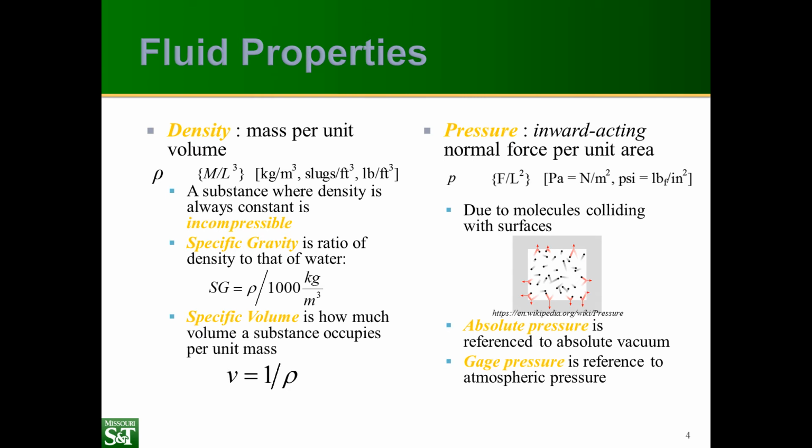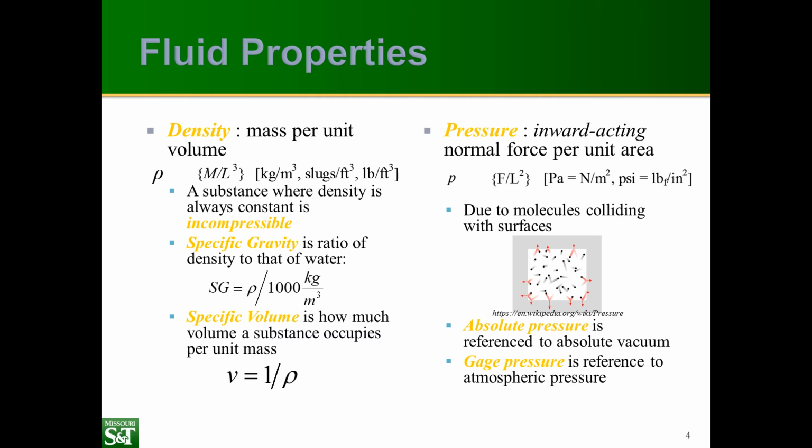Now, there's a couple of different versions of density. The first is specific gravity, which is basically the ratio of the density of the substance to the density of water. So you take the density and you divide by 1,000 kilograms per cubic meter. And then the specific volume is how much volume a substance occupies per unit mass, and that's just 1 divided by the density.